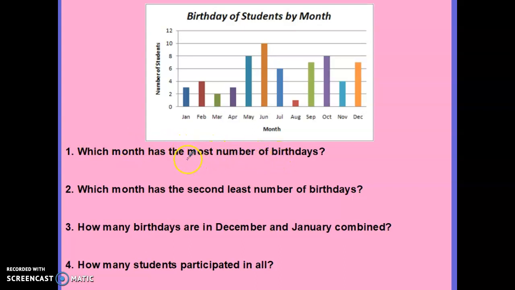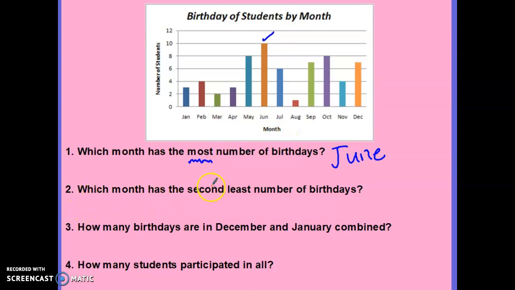Well, most should also mean like the tallest, maybe. So I'm going to look for the tallest bar on our graph. These are pretty short. This one right here looks pretty tall so far. Let me double check. Yep, when I go across, none of the other ones are taller than this one. So this is going to be our tallest one, which if we go down, that is June. So June has the most number of birthdays. That was pretty easy. Let's look at number 2.